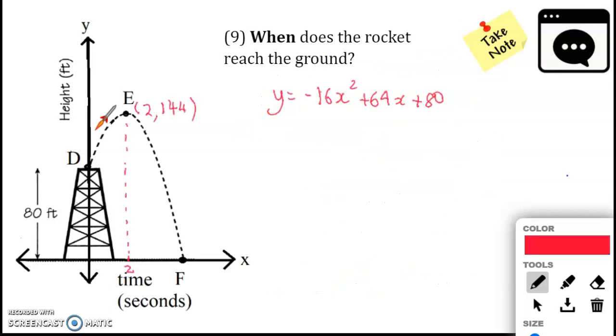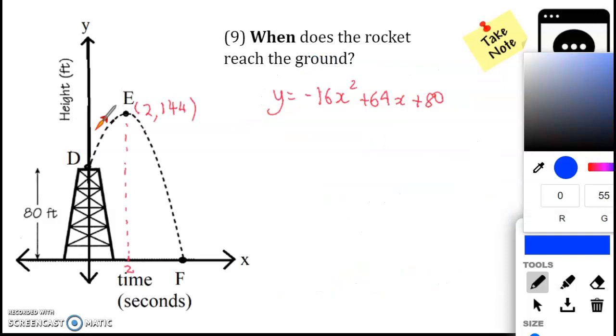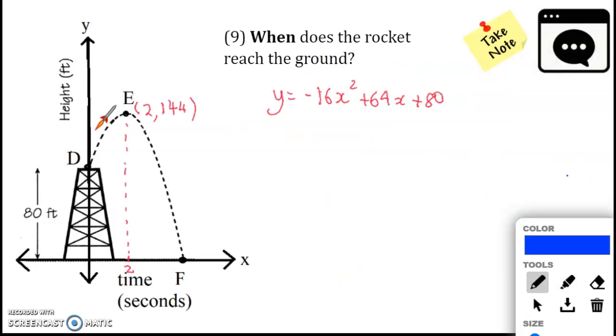Okay, let's try the next problem. Okay, so next problem is asking you, when does the rocket reach the ground? When does the rocket reach the ground? What point are we asking for? We're looking for this point F. Okay, when it hits the ground is down here, because that's when the height is 0. When the height is 0, that's when it lands on the ground. And how do we figure this out?